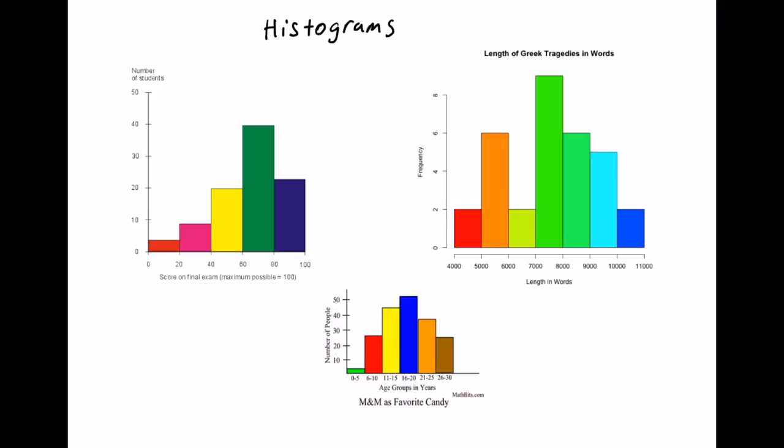Sometimes the graphs just put the range down there. So this one is M&M as a favorite candy, age groups in years. So you've got a 0 to 5 range, a 6 to 10 range, an 11 to 15 range, and so on. Sometimes you can have the ranges written out like this.